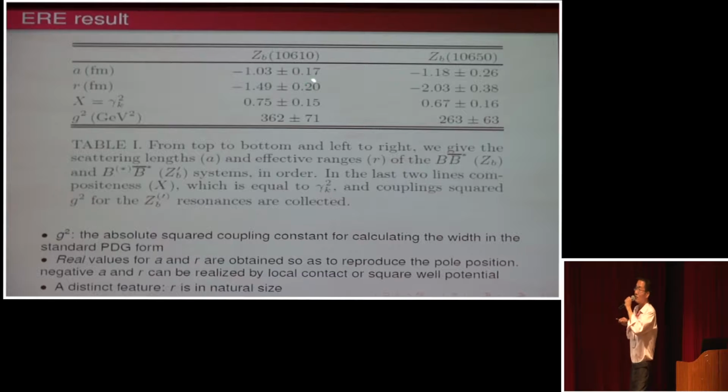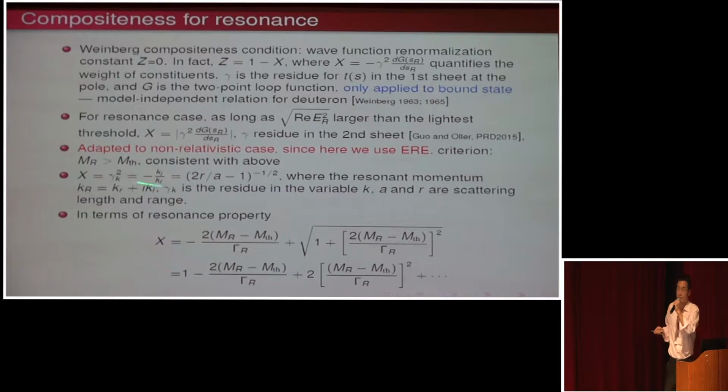Although this model is very simple, we want to mention that on one hand, it reproduces the pole position, and on the other hand, it can describe the data near threshold. And our selling point for this paper is the concept of compositeness.